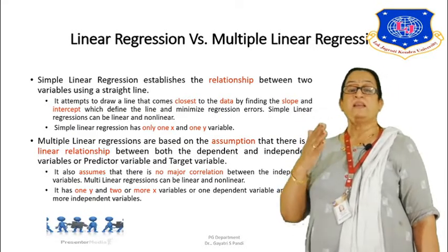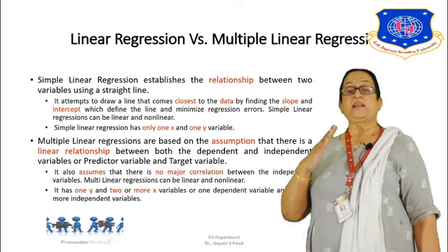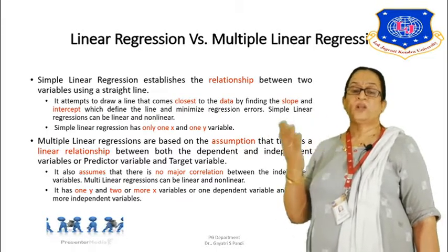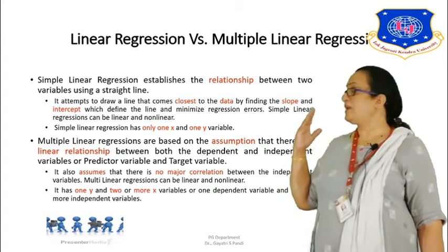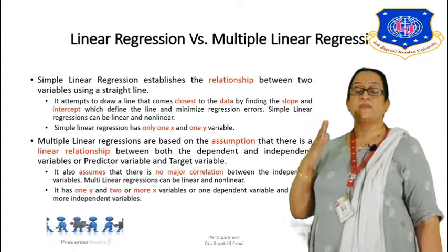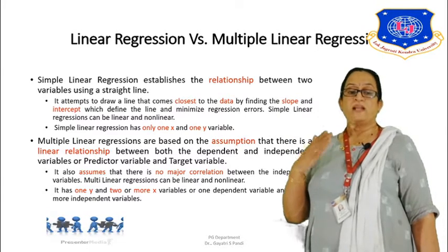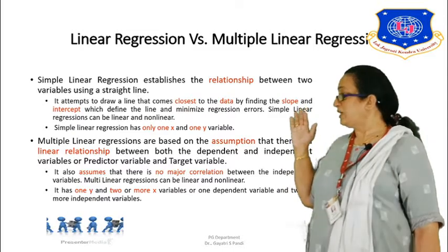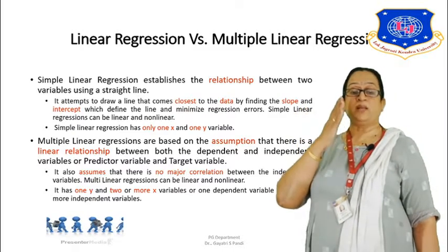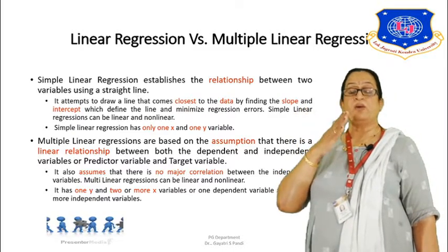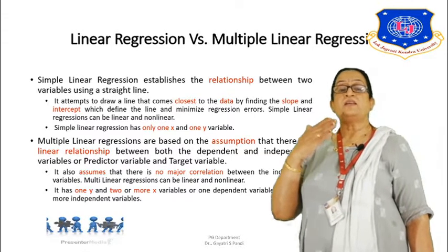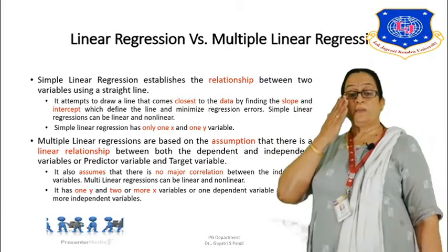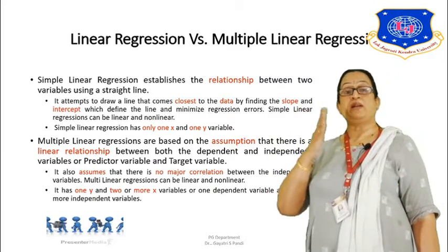So simple linear regressions can be linear as well as non-linear. Even multiple regressions can be linear as well as non-linear. Let us see about it. So simple linear regression, as I told you, has only one x and only one y value, right? Whereas multiple linear regressions are based on certain assumptions, that there is a linear relationship between the dependent variable and the independent or predictor variables. It also assumes that there is no major correlation between the independent variables, right?